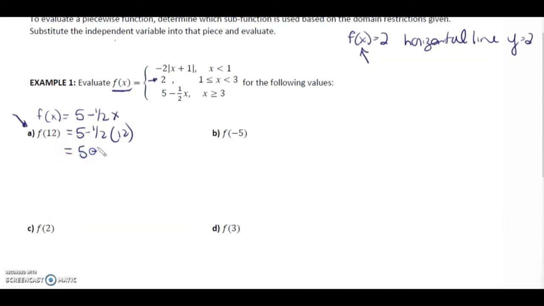So I get 5 minus, what's -1/2 times 12? I get 6, so I get -1.